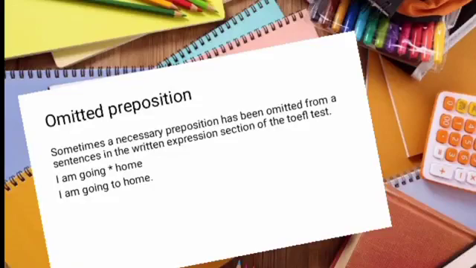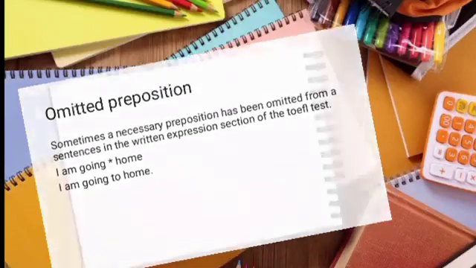I have a sentence: I'm going home. Actually, there is a preposition that is omitted. Yes, to is the preposition that is omitted. The preposition is not normally used before the word home, so the preposition to is omitted. But the correct sentence is: I'm going to home.